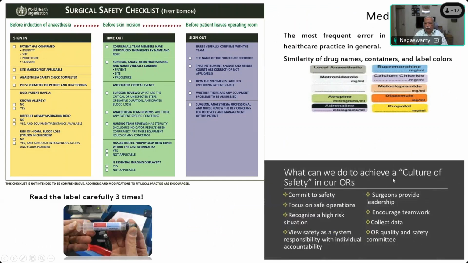So what can we do to achieve a culture of safety in our ORs? Commit to safety, focus on safe operations, recognize high risk situations, view safety as a system of responsibility with individual accountability. Surgeons provide leadership, encourage teamwork, collect data. The OR quality and safety committee should be reviewing all these things repeatedly, especially when there is a mishap occurring. It should be audited and reviewed, and you must see that it is not repeated in the future.